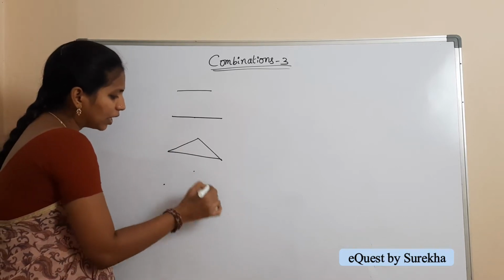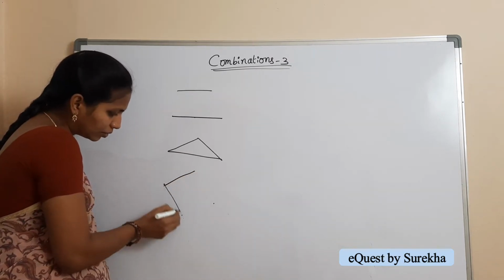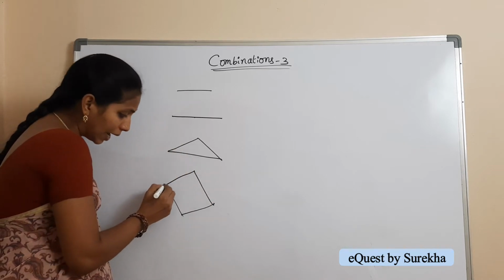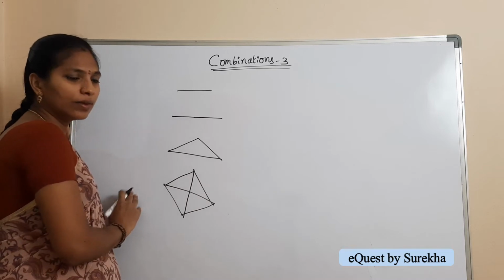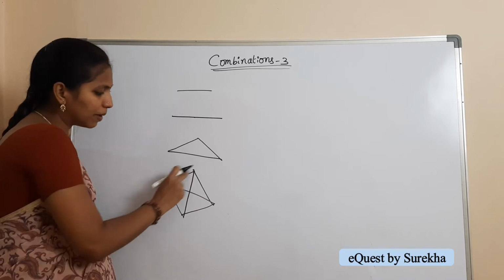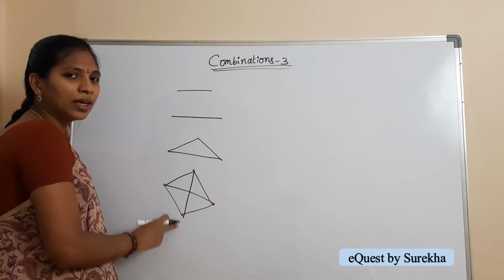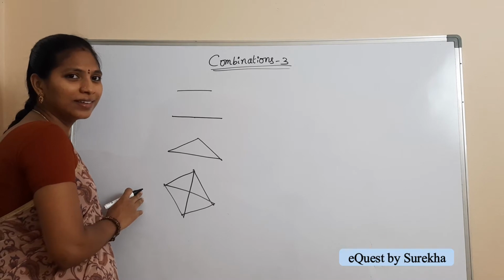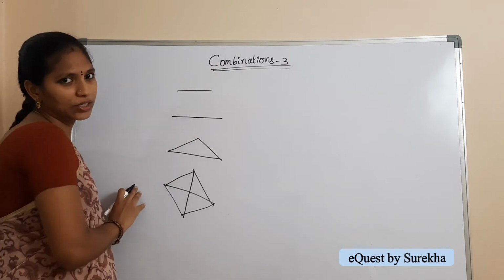Okay, but suppose there are 4 points. Then 1, 2, 3, 4 and 5, 6. We can draw 6 straight lines by using these 4 points. Suppose there are 20 points or 50 points, then how do we find the number of straight lines? In that case, we will use the formula of combinations.